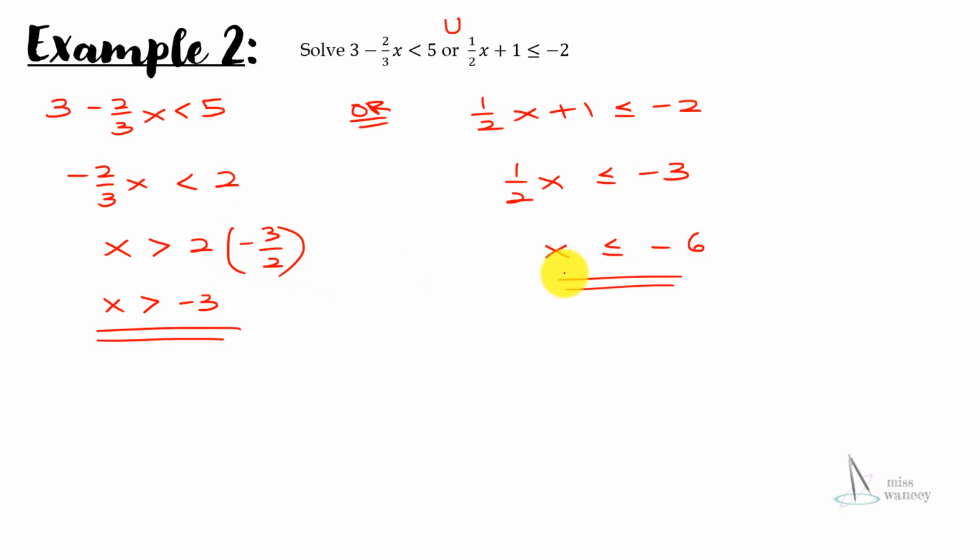Okay, so now we have two solutions. Then we should combine them together in one number line. So draw one number line. So we have negative 6, negative 3. So less than or equal to negative 6, and then greater than negative 3. Okay, so we do have two separate intervals over here.